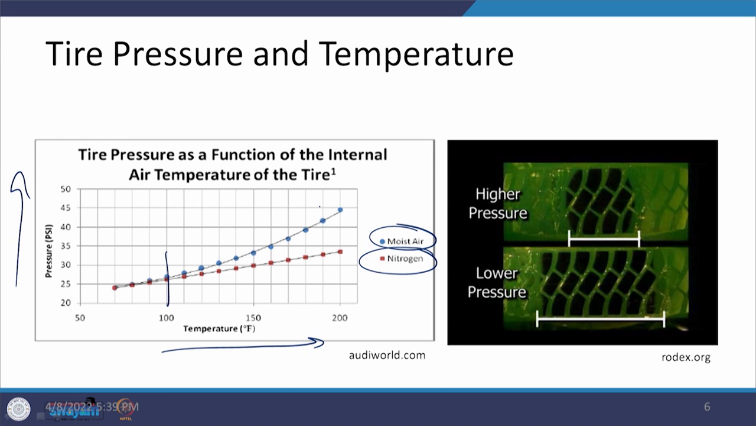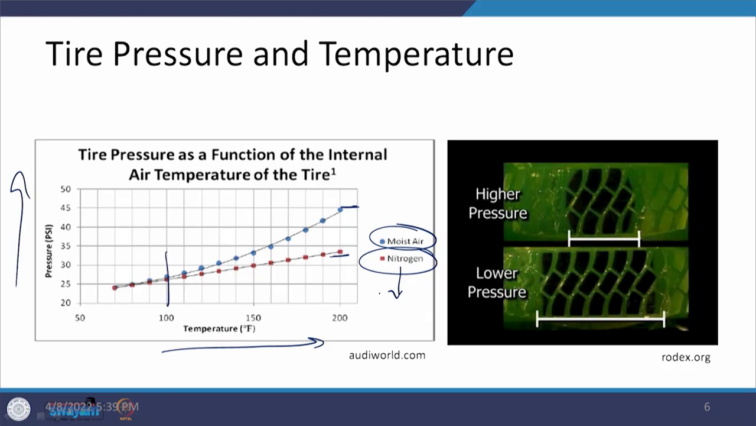In the case of moist air, when the temperature increases, the tire pressure comes to roughly around 45, but at a value of 200, in the case of nitrogen, it is less than 35. So what type of matter is being filled in the tire is also going to make a difference. One reason for filling the nitrogen is that it keeps the tires cool, and as soon as you have stopped your vehicle, within a reduced time period, your tires are going to become cool.